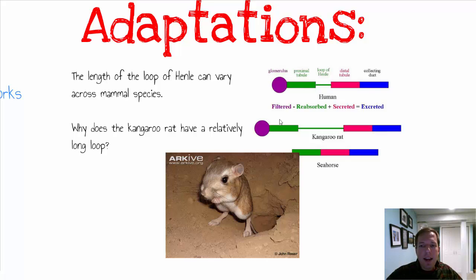And that is illustrated here in this schematic, where you can see the length of the loop of Henle is much shorter in the human versus the kangaroo rat, because it is in that loop of Henle that the process of reabsorption, particularly the reabsorption of water, is going to occur. So by having a longer loop, more water will be reabsorbed, therefore there's going to be a smaller volume of urine excreted.